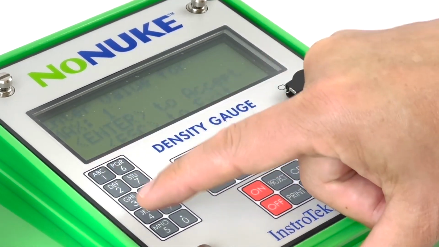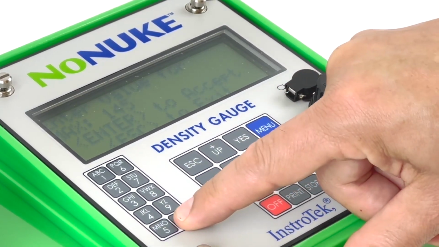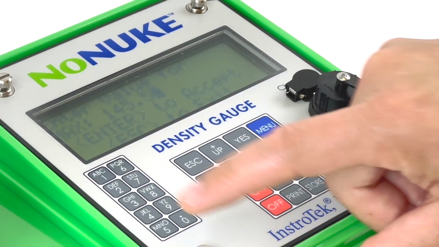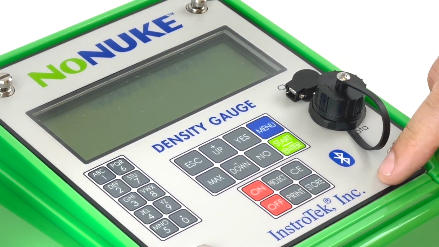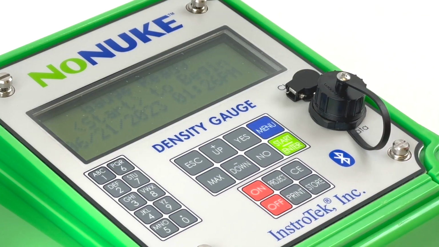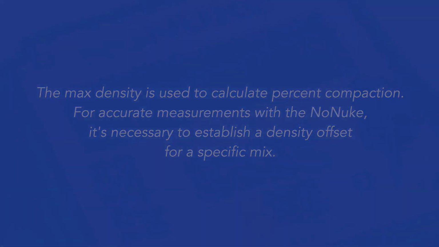This value can be the same as the GMM converted to density units provided by the lab and can be changed as needed to account for production variations. Press Yes to change the displayed value, No to use the displayed value, or Escape to exit. Note, the max density is used to calculate percent compaction. For accurate measurements with the NoNuke, it is necessary to establish a density offset for a specific mix.